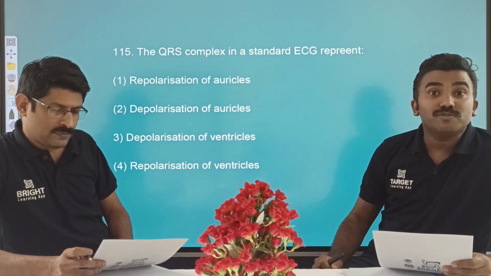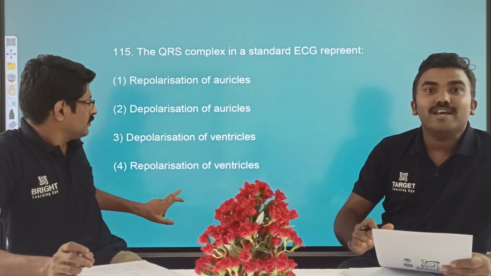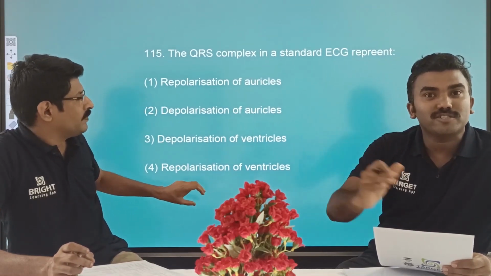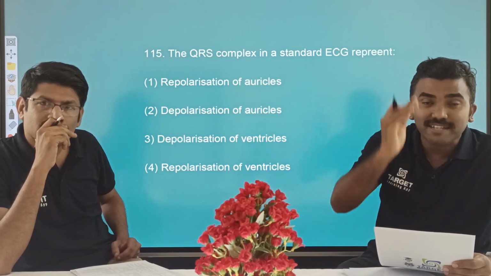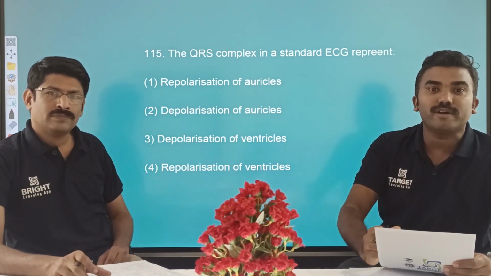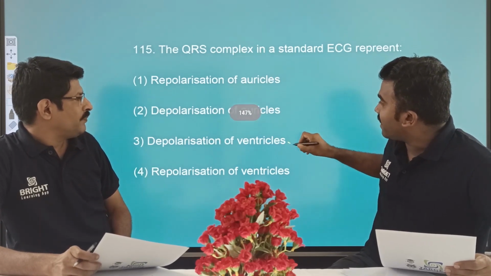We know that there are three waves. The first one, the P wave, is due to depolarization of the atria. The QRS complex is due to depolarization of the ventricle. And the T wave is the repolarization of the ventricle. So the right answer, as per the NCERT point, is depolarization of the ventricle.